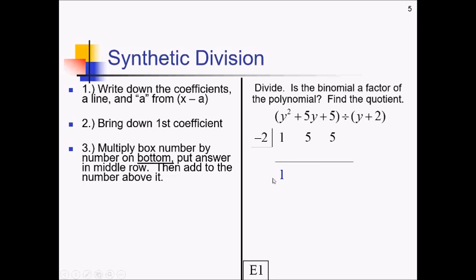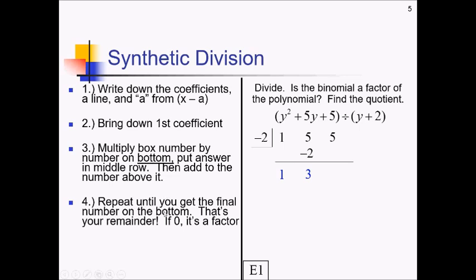Now what do we do with that number? We're going to put that number in the middle row under the next column. So I'm going to put negative 2 right here underneath that first 5. Next, I'm going to add that second row to the number above it in the first row. So we have negative 2 plus 5. That's going to give me positive 3. All right, and then we're just going to repeat this process until we get the final number on the bottom. So we've got negative 2 times 3 now, that gives us negative 6, which we will put up here under the 5. 5 plus negative 6 is negative 1.